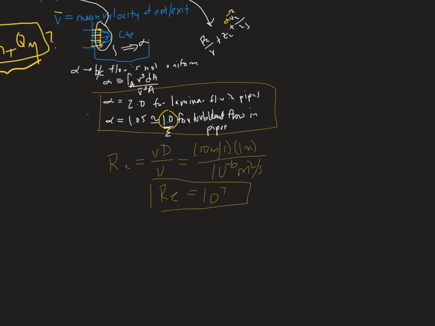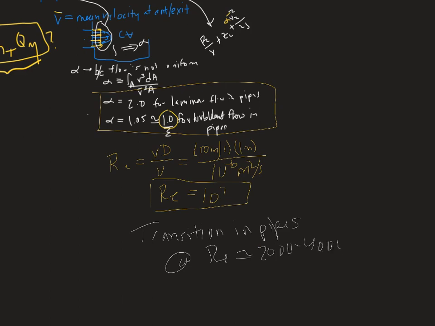Now remember that for pipes, the transition at Re is approximately equal to 2,000 to 4,000. So 10 to the 3rd, right? We're at 10 to the 7th. We're crushing that, not even close. We're 4 orders of magnitude bigger than that, so this is super turbulent.